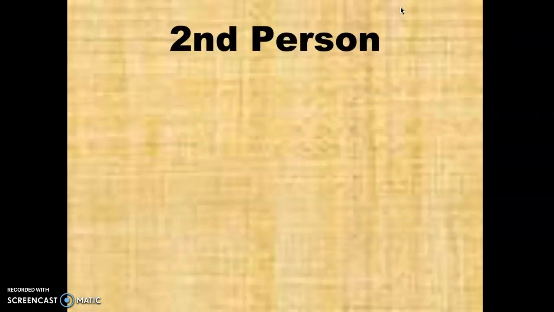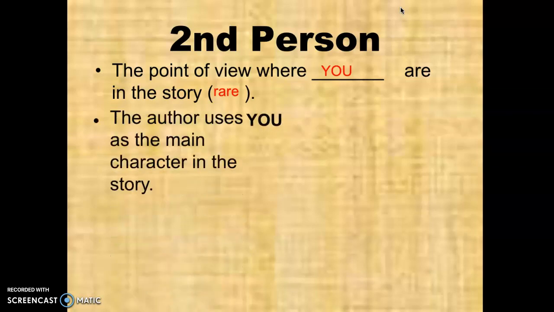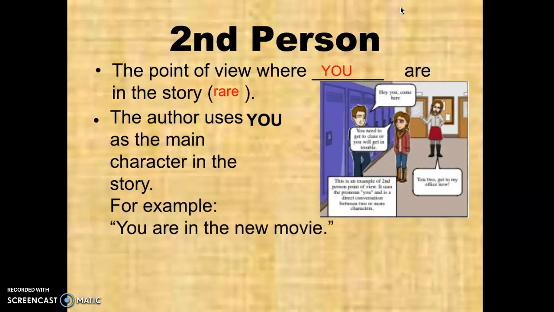When we go to second person, this is the point of view where you, not as in you each listening to this, but you, Y-O-U, are in the story. And this is rare. So the character would be Y-O-U. The author uses you as the main character in the story. For example, you are in the new movie. And if we look at our example over here on the right, hey, you come here. You need to get to class or you will get in trouble. The character in this cartoon or conversation is you.